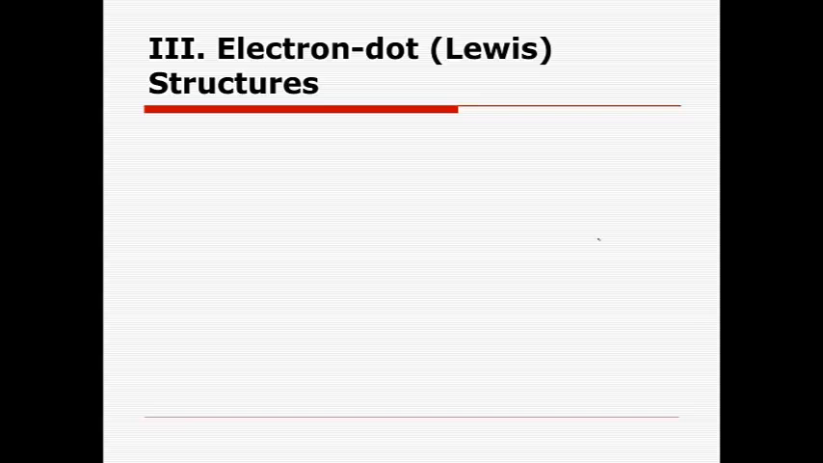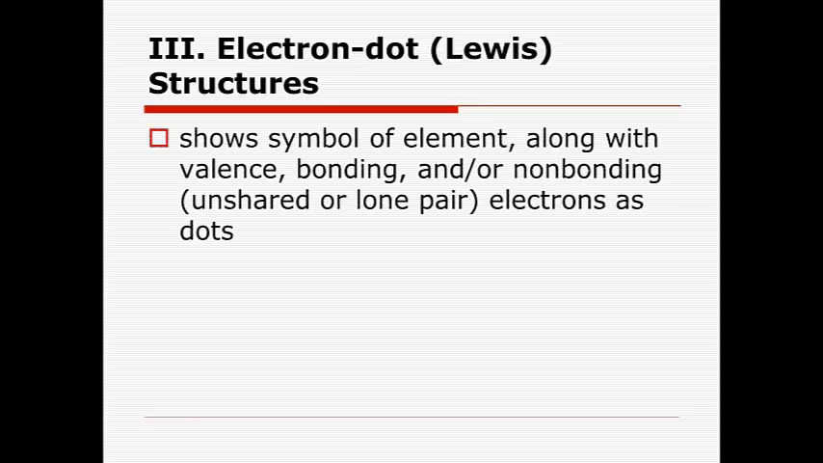Now, Lewis dot structures, or electron dot structures. Basically, these show symbols for the element along with the valence electrons, any bonding electrons, and any non-bonding electrons, and they show them as dots. So, simple example: lithium. How many valence electrons? How do you figure out the number of valence electrons? Simple. Valence electrons is equal to the column number. Hopefully you remember that. So lithium is in column 1. Not the atomic number, but the column number. Column 1, so that means there's 1 valence electron. So that's all you do.